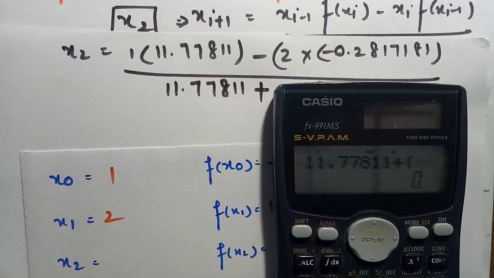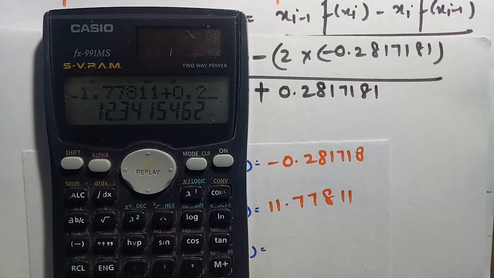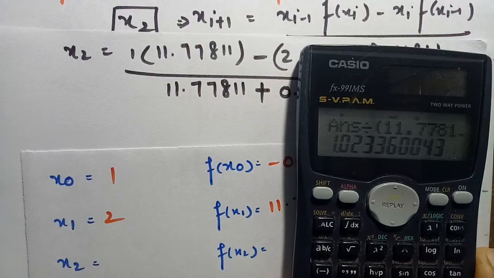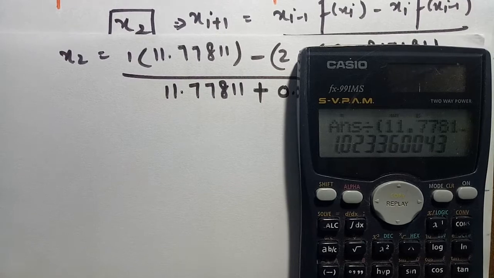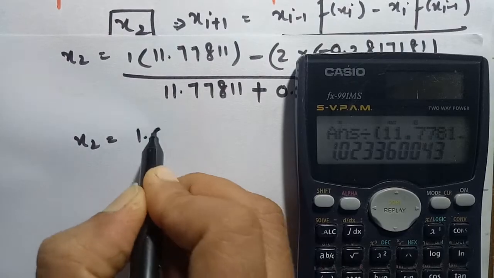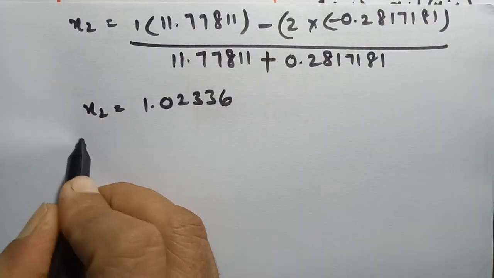And if I calculate here, this value will be 11.77811 plus 2 into 0.2817181 divided by 11.77811 plus 0.281781. So we got the value as 1.023, so this value is nothing but 1.02336. And again we have to find out f of x2.